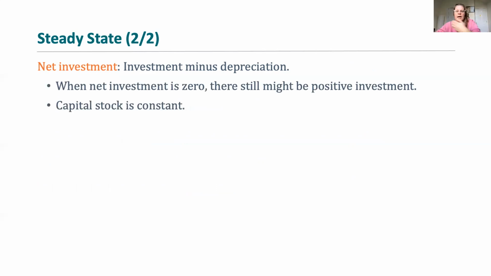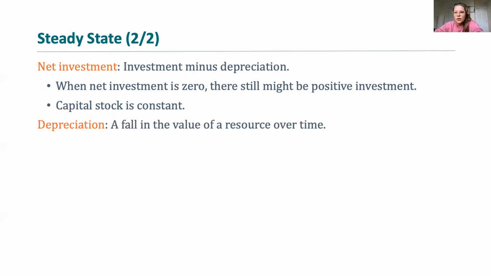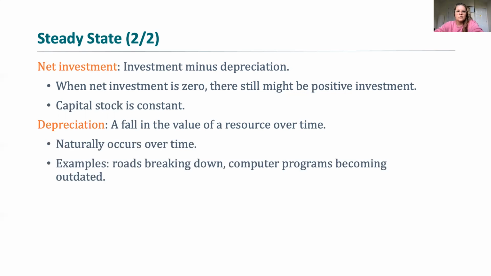So when net investment is zero, it's because some things are depreciating and we're replacing them, but there's still some positive investment there. So the capital stock might stay constant through replacement. This is going to naturally occur over time. Things tend to depreciate over time. Roads break down, computer programs become outdated. We have to replace them. So there's always some positive investment, even if it's just a replacement cost.